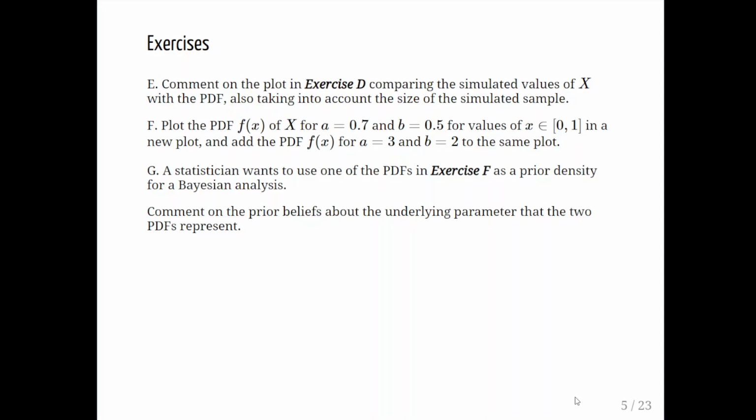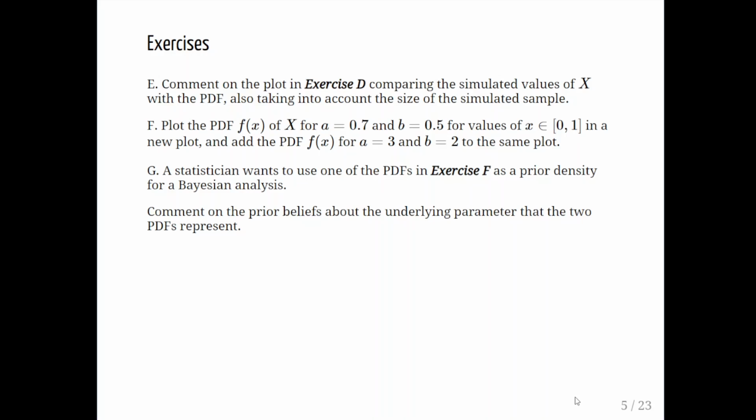Comment on the plot in exercise D, comparing the simulated values of x with the PDF, taking into account the size of the simulated sample. Plot the PDF f of x with a equals 0.7 and b equals 0.5 for the values in the range of 0 to 1. In the new plot, add the PDF for a equal to 3 and b equal to 2 to the same plot. So essentially you're going to compare two plots.